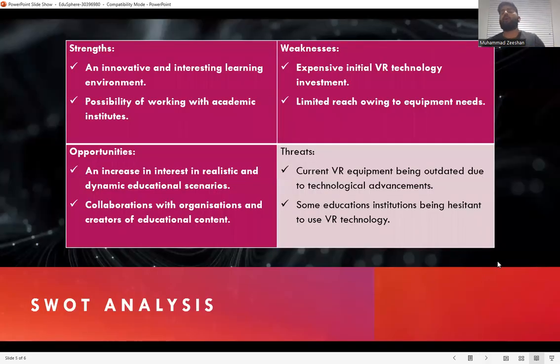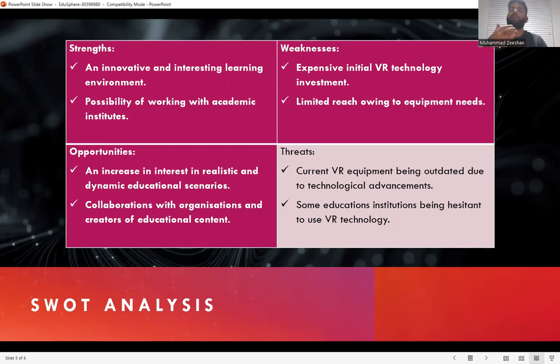Here you can see the SWOT analysis of this virtual reality. Here we will discuss the strengths, weaknesses, opportunities, and threats as well. As far as the strengths are concerned, it's an innovative and interesting learning environment, with the possibility of working with academic institutes. Then there are weaknesses: expensive initial VR technology investment and limited reach owing to equipment needs. Opportunities are an increase in interest in realistic and dynamic educational scenarios, and collaborations with organizations and creators of educational content. So those are the strengths, weaknesses, and opportunities.